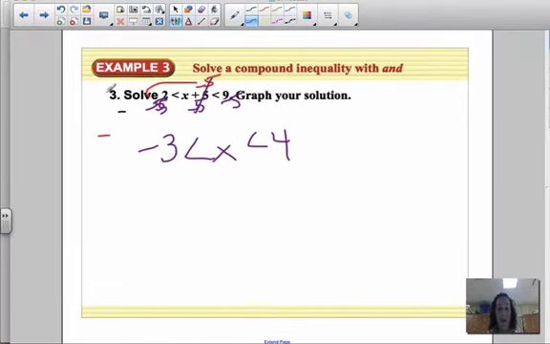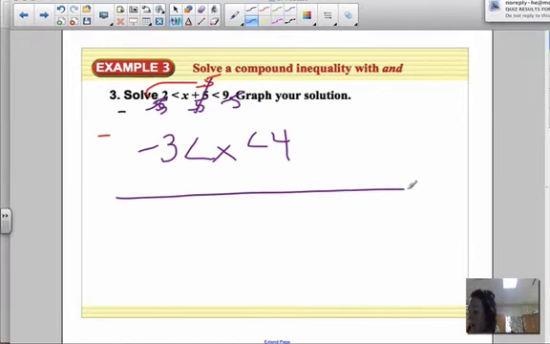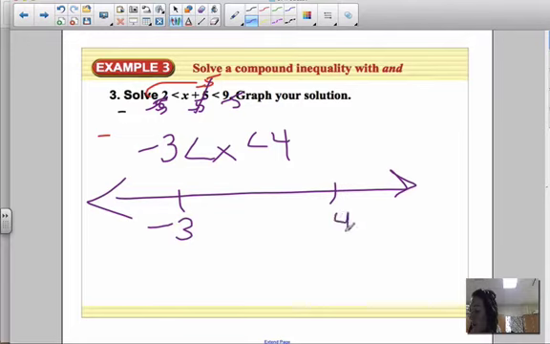So let me step back here because I did forget to graph my solution. It is showing that x is in between negative 3 and 4. Both of them are open because they're not equal to. So x is in between those two.